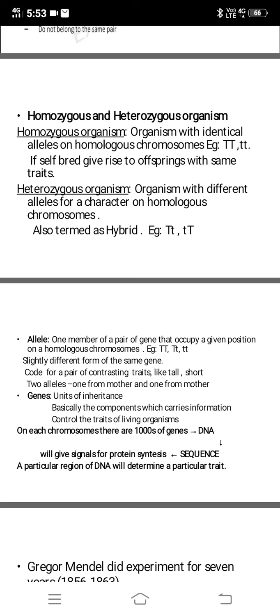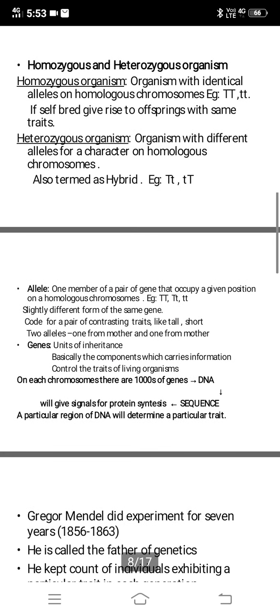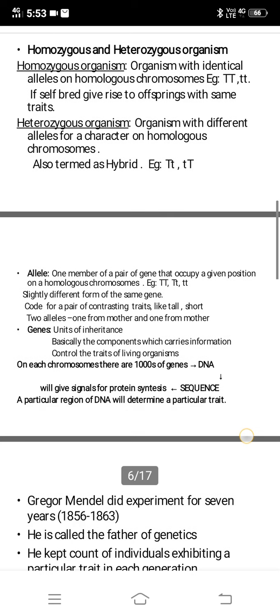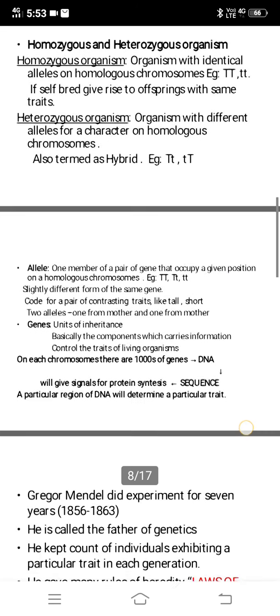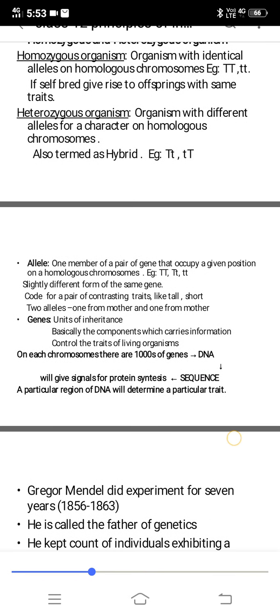Now, from where are the two alleles coming? One from the mother and one from the father. Now what are genes? Genes are the units of inheritance and basically the components which carry information from one generation to the other, and they control the traits of living organisms. The characters of living organisms are controlled by genes.